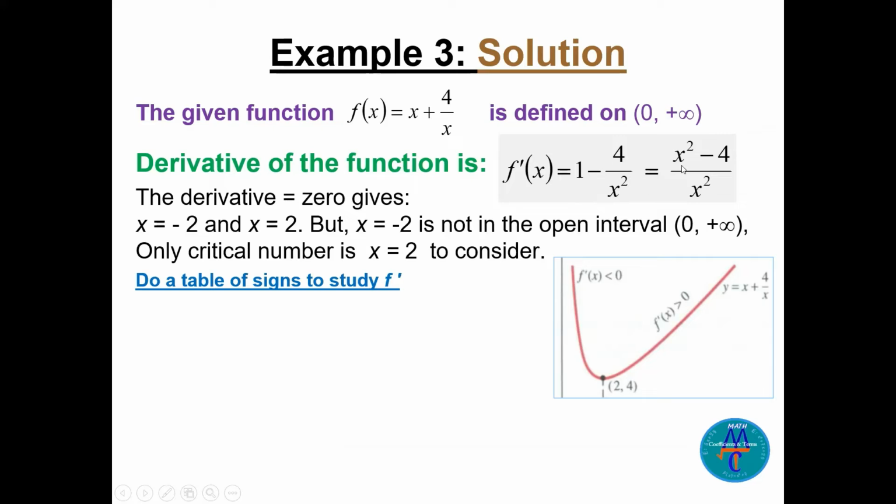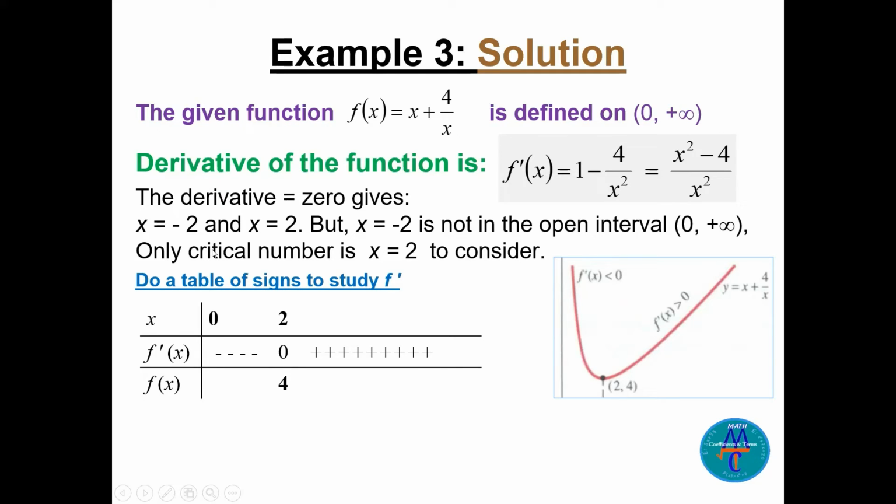Find the LCD there, so it will be x squared minus 4 divided by x squared. Now put the derivative equal to 0, it will give x squared minus 4 is equal to 0, so x will be minus 2, and x will be 2. Minus 2 is not in the open interval 0 to infinity, which means not in the domain of this given here. So we need only this part, you see? This part. So the only critical number is x equals 2 to consider.